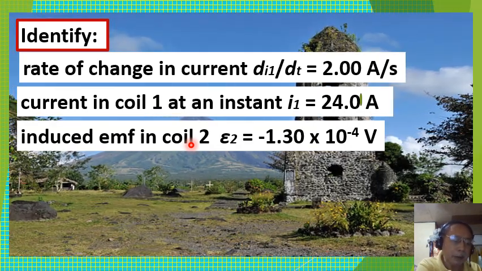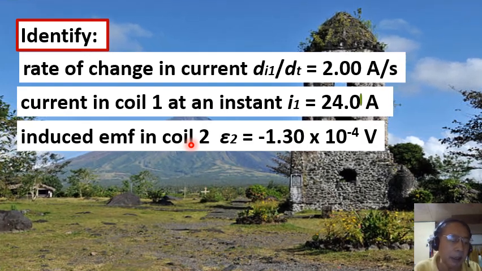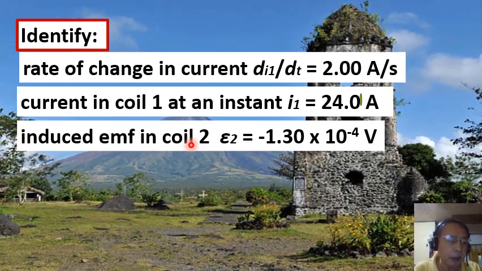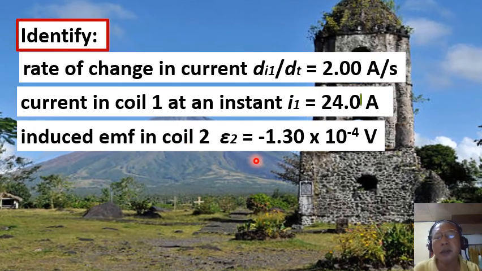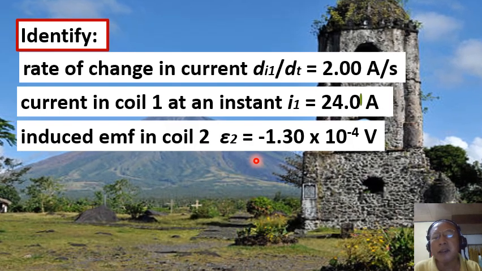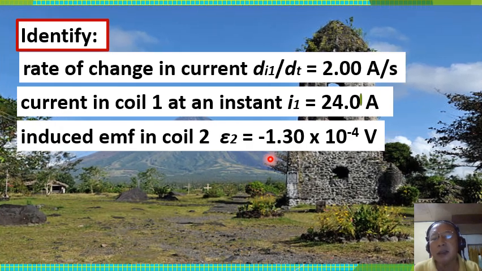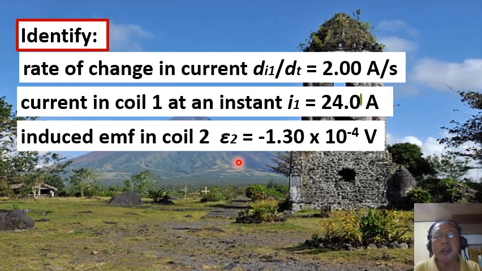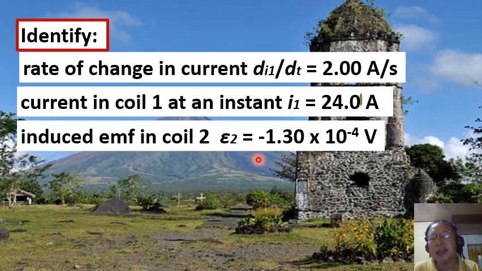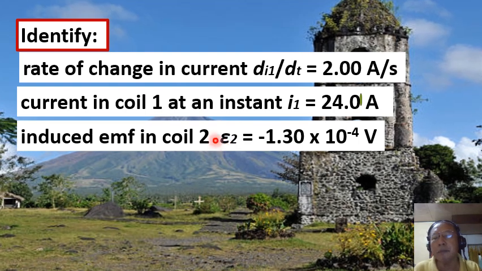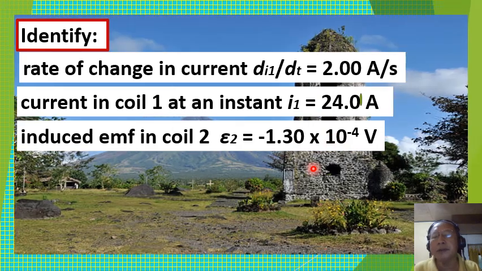The negative sign reflects Lenz's law, which states that the change in the magnetic flux in coil number 2 is opposed by the action that causes the change. In other words, the current in coil number 1 is changing, so it results in a changing magnetic flux and hence an induced EMF equal to negative 1.30 × 10^-4 volts.